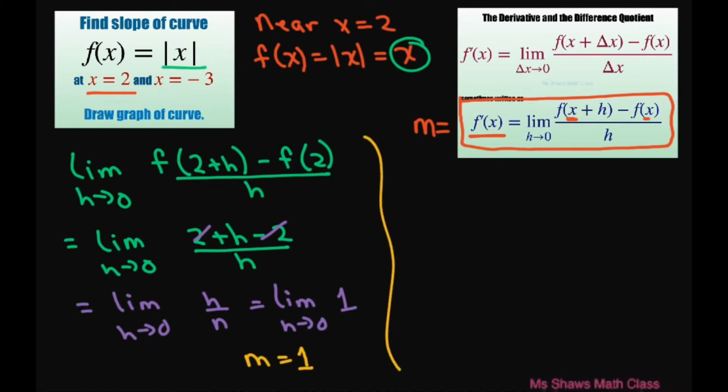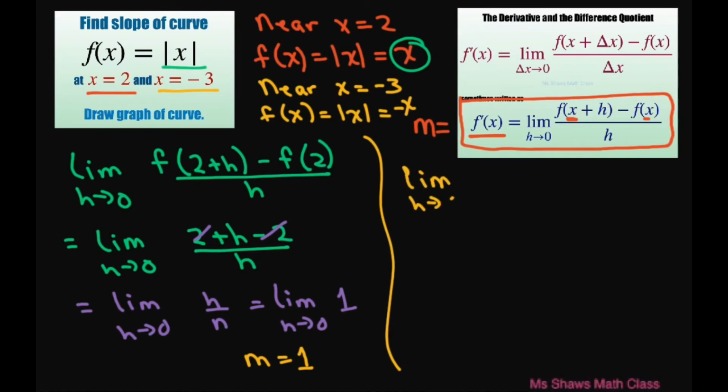Alright, now we're going to do the same thing for x is negative 3. Now at x is negative 3, so near x equals negative 3, our f of x equals absolute value of x is going to equal negative x. So we're going to do the same thing. We're going to write the limit as h approaches 0 of f of negative 3 plus h minus f of negative 3.